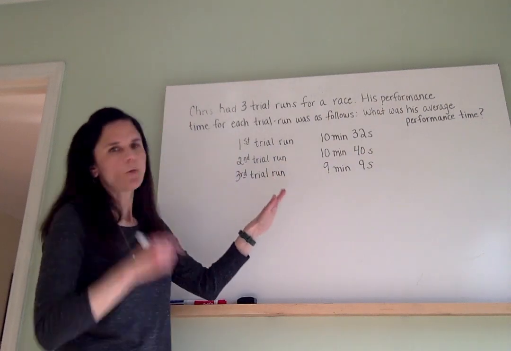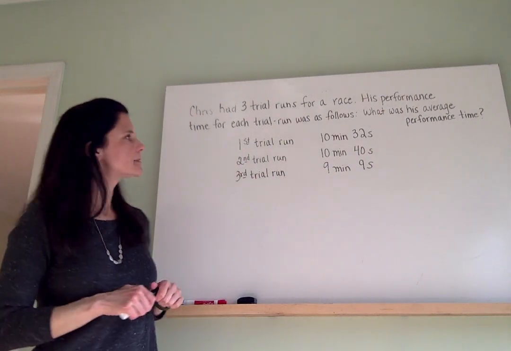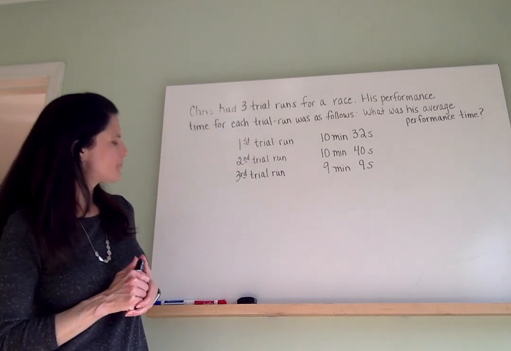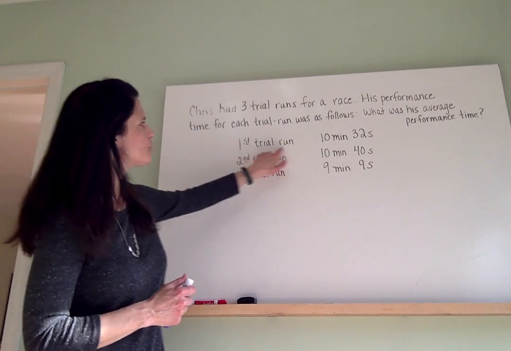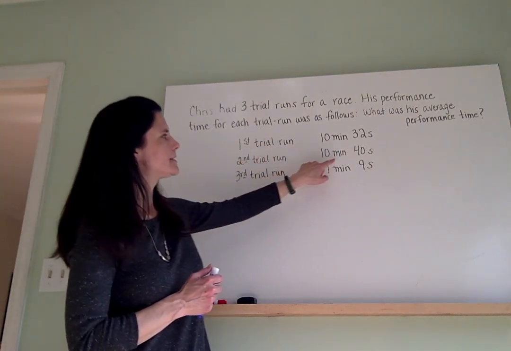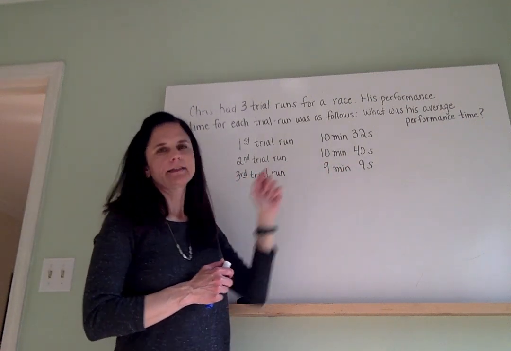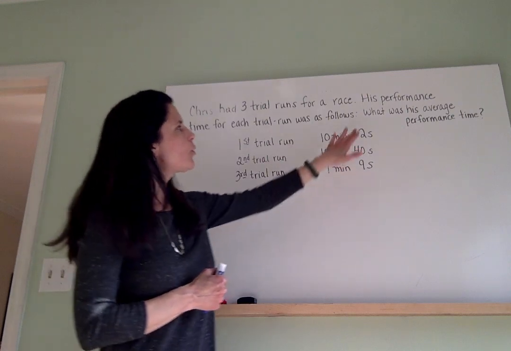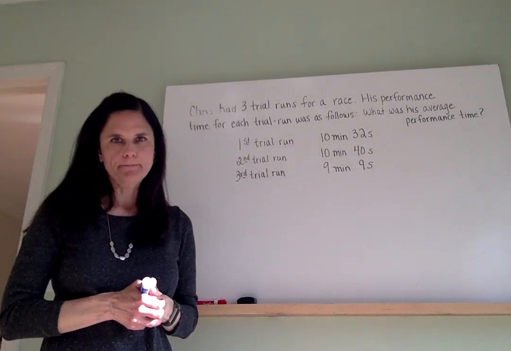Let's take a look at what it says here. Chris had 3 trial runs for a race. His performance time for each trial run was as follows. First trial run, 10 minutes, 32 seconds. Second trial run, 10 minutes, 40 seconds. And third trial run, 9 minutes, 9 seconds. And the question is, what was his average performance time?